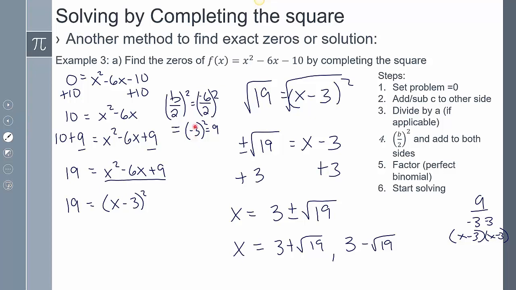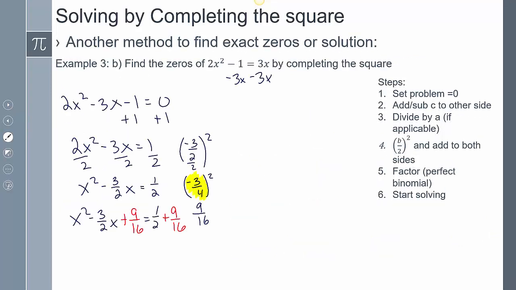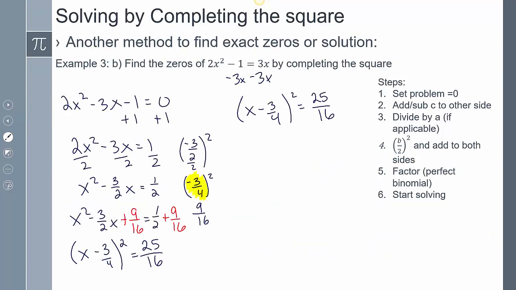Notice I got negative 3 fourths. So I said x minus 3 fourths. So that's just kind of like a shortcut to help us with that. So now solving this, now I can take the square root to both sides, which means that this square and this are going to cancel out. And so now I'm going to get x minus 3 over 4, and that's going to equal plus or minus 5 over 4, because the square root of 25 is 5 and the square root of 16 is going to give me 4. And so now I can add 3/4 to both sides.